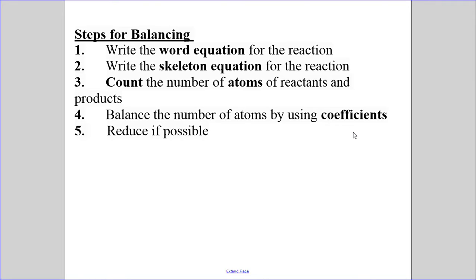So here are some steps for balancing equations. Step 1 would be to write out the word equation for the reaction. Step 2 would be to take that word equation and turn it into a skeleton equation. Step 3 would then begin to count the number of atoms for reactants and products, and step 4 is to balance the number of atoms by using coefficients. And then at the end, step 5 would be to reduce if possible, and I'll show you an example of that as we start to move forward.